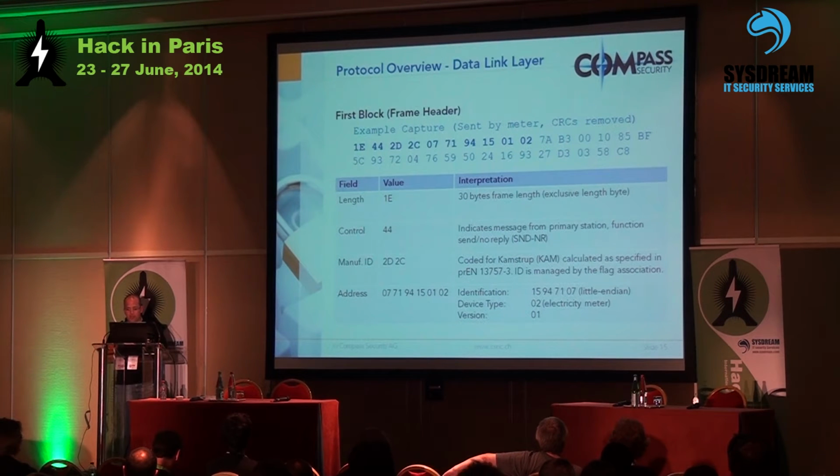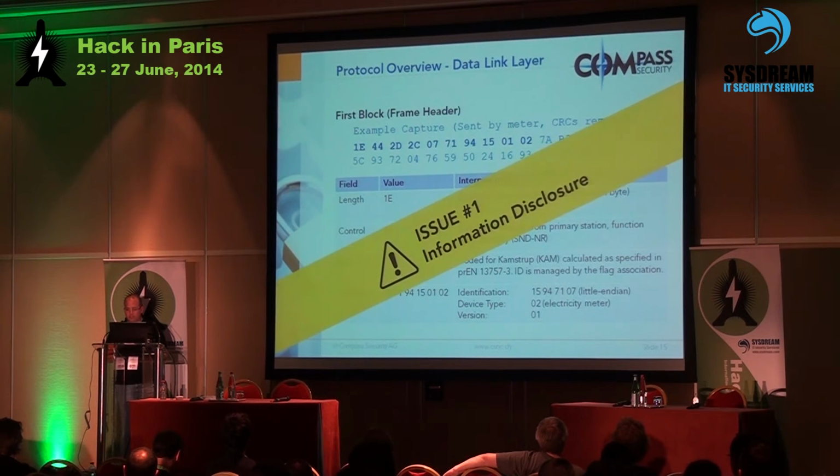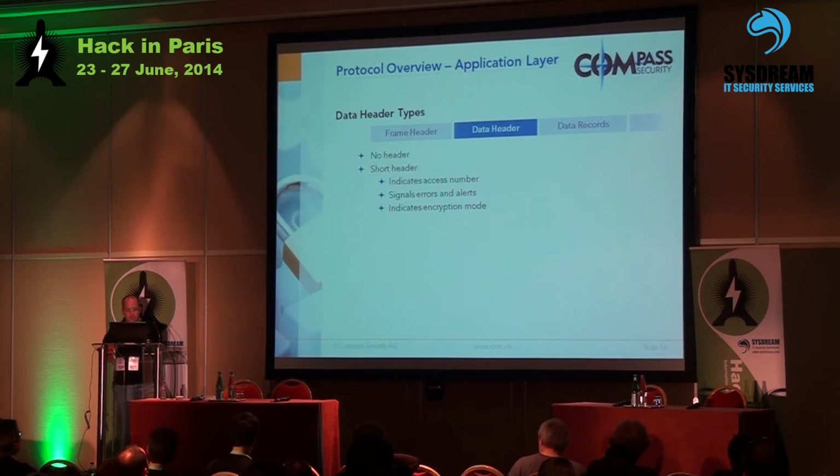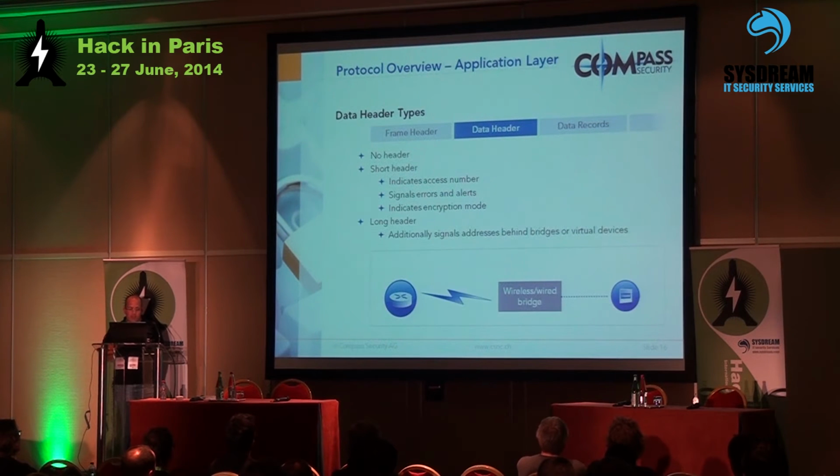If we go further, there is what's called a data header. There are 3 different types of data headers. There's no header, but if you ever come across a packet which has no header, this is bad because there's no encryption. If you have a short header, then you can signal encryption. If there is a long header, you could also use it as some sort of, if you're familiar with TCP/IP, some sort of NAT. So you can signal to a collector to be kind of a gateway for some other meter.